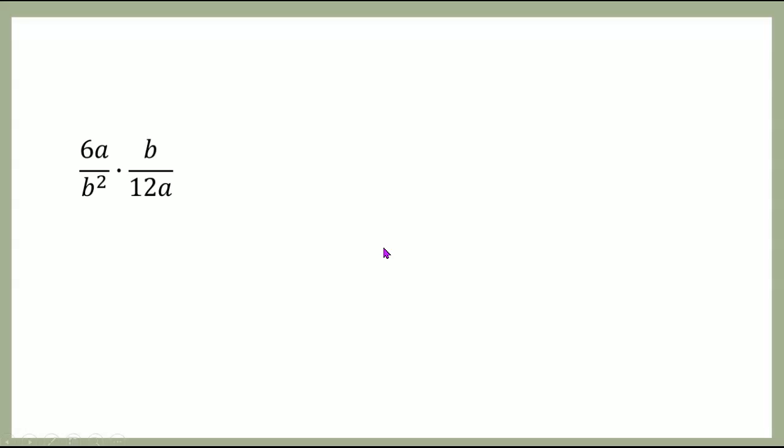How about this one? 6a over b squared times b over 12a. So thinking in terms of factors, the b squared means b times b. That's what b squared means. We could pull the 6 apart into 2 times 3, but first notice there's a 12 here, and 12 would be 2 times 6. So if we just leave this 6 as a 6, we can cancel it with this 6 down here. Or we could break them both up into 2 times 3, and then the 2's and the 3's would cancel.